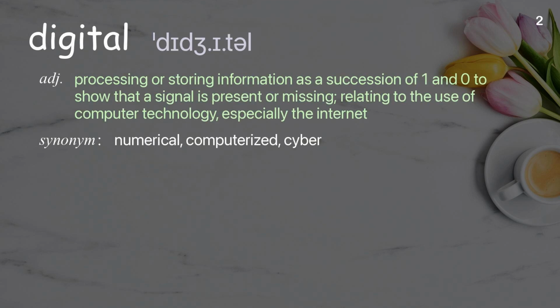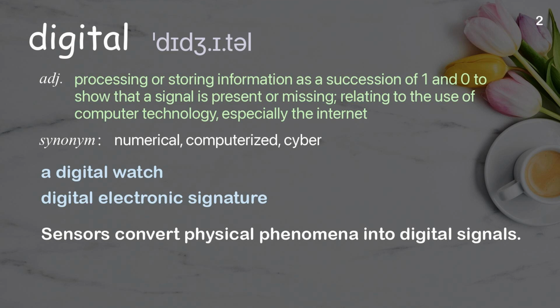Digital. Processing or storing information as a succession of 1 and 0 to show that a signal is present or missing, relating to the use of computer technology, especially the Internet. Examples: A digital watch, digital electronic signature. Sensors convert physical phenomena into digital signals.